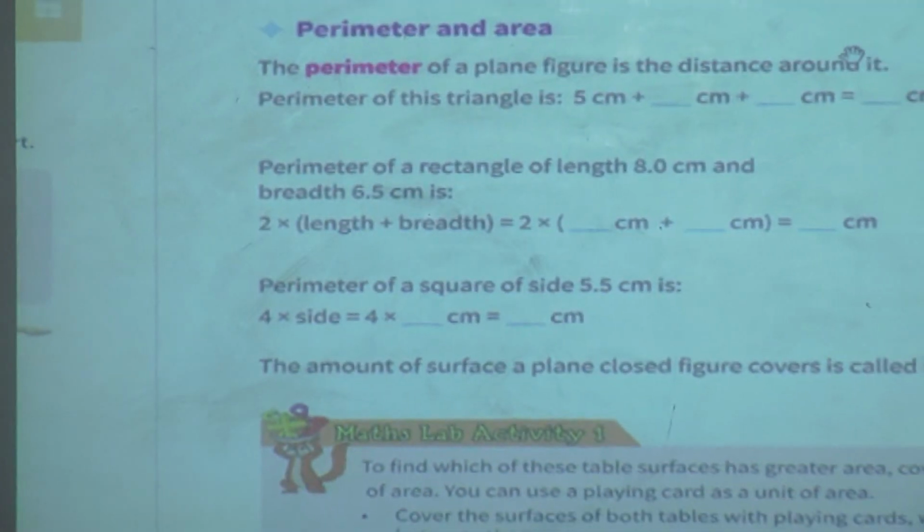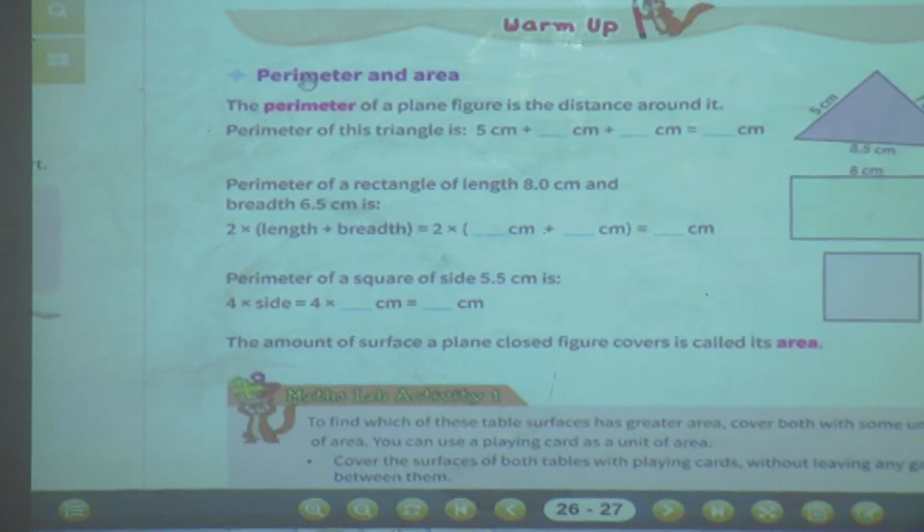So today I will take the revision on lesson number 2. So just open the page number 27. Here, lesson number 2, area and volume. See students, perimeter and area.